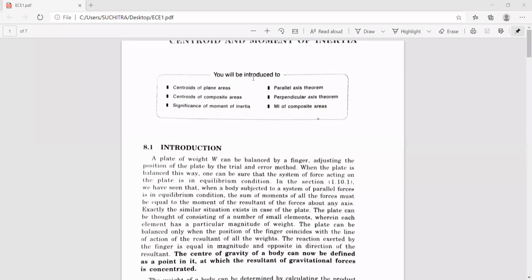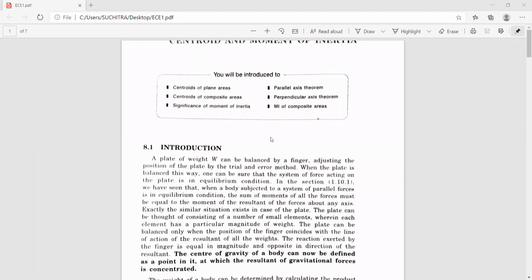So you will be introduced to the centroid of plane areas, the centroid of composite areas, and the significance of moment of inertia, and also the significance of parallel axis theorem, perpendicular axis theorem, and moment of inertia of composite area. So the heading of this chapter is centroid and moment of inertia.